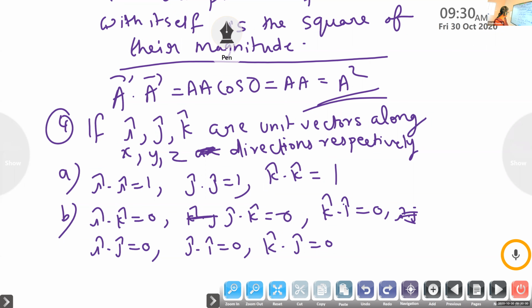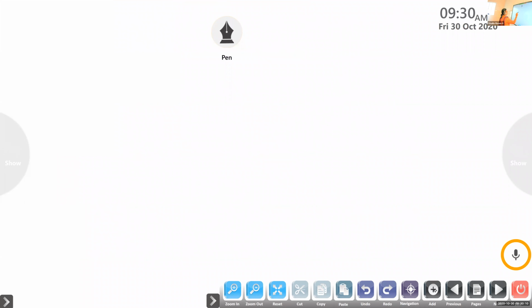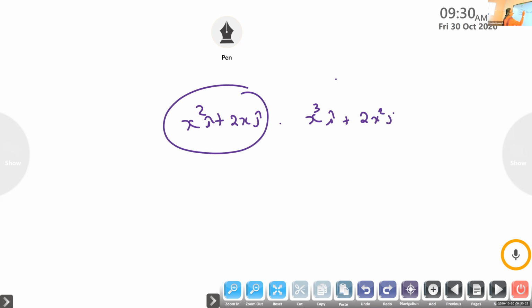So total 6. Yeah. So that is about dot product. If you get, for example, don't write now, problems come later. For example, we have a dot product like this: (x squared i + 2x j) dot (x cube i + 2x squared j). So these are the two vectors.